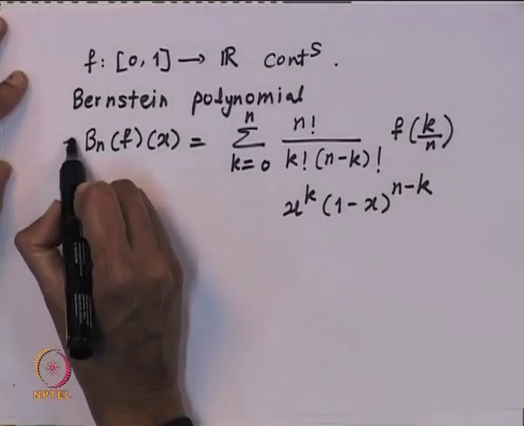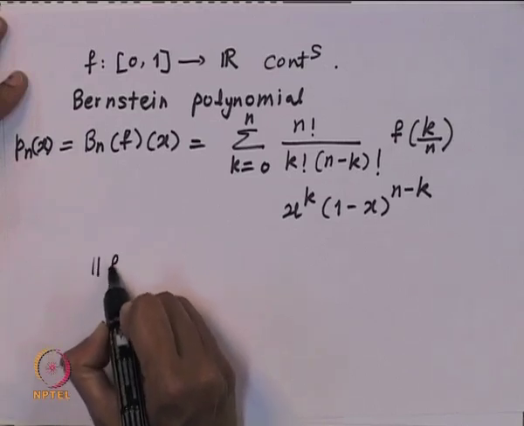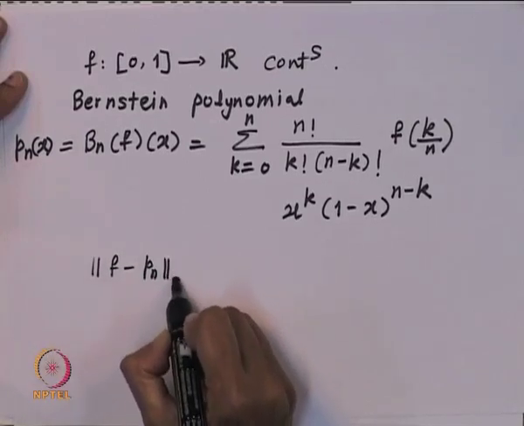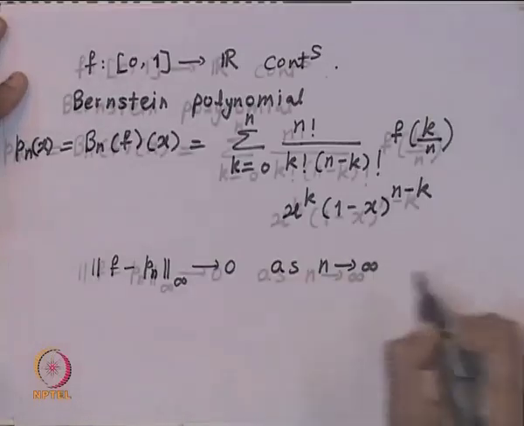Now, this is going to be our p_n(x), and the infinity norm of f minus p_n will tend to 0 as n tends to infinity. We are going to calculate the Bernstein polynomial for three special functions: f(x) is the constant function 1, f(x) is equal to x, and f(x) is equal to x square. For these three functions, we will show that the infinity norm of f minus B_n f tends to 0 as n tends to infinity.